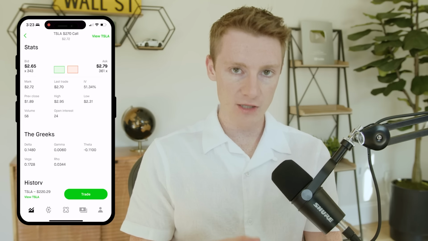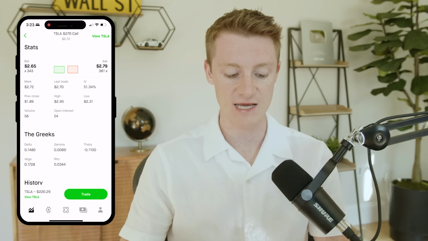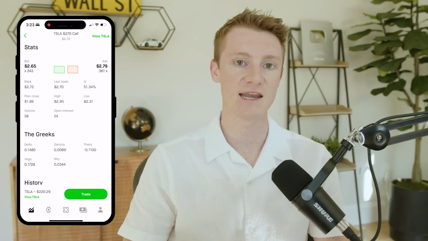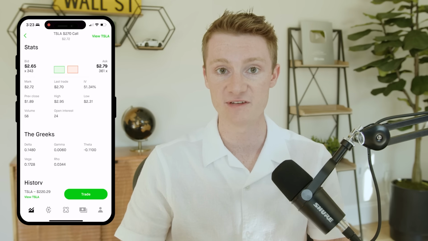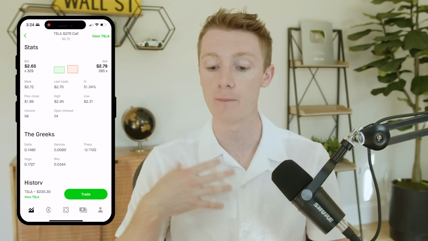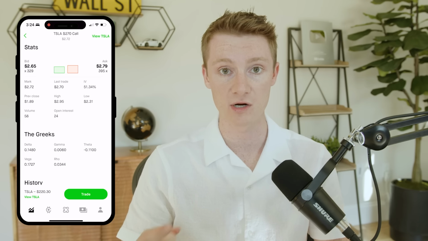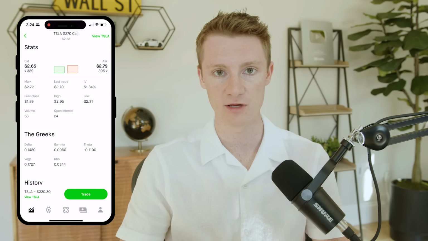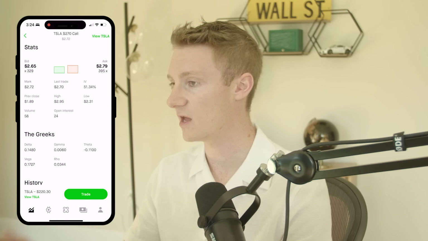Now, what does the volume mean? Well, the volume represents the amount of contracts that have exchanged hands on that given day. You can see the volume is 58. Because I bought one contract and sold that one contract, I have actually contributed to that volume. And if I didn't take that order that you just saw, the volume would only be 57.